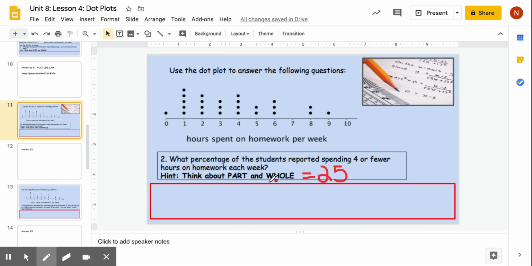What has changed in this problem is the part, because we are looking for the percentage of the students reported spending 4 or fewer hours on homework. 4 or fewer. So if I go up to 4, I am looking at these students, and it says or fewer hours. So that means I'm looking at students who spent 3 hours, 2 hours, 1, and 0. You should not be spending 0 hours on homework if you have homework.